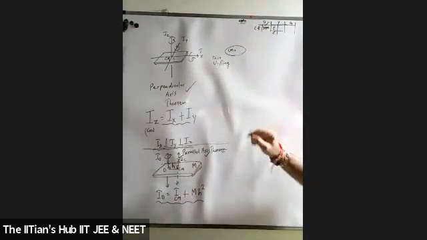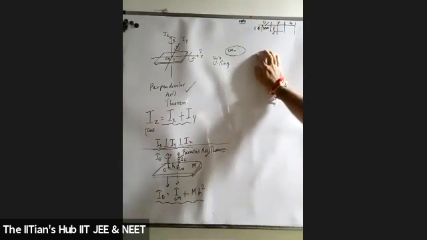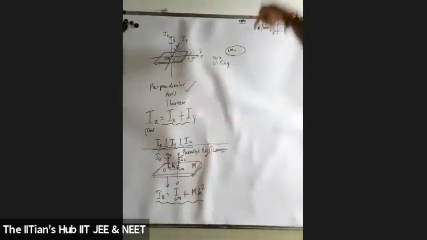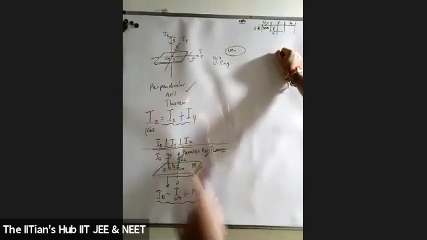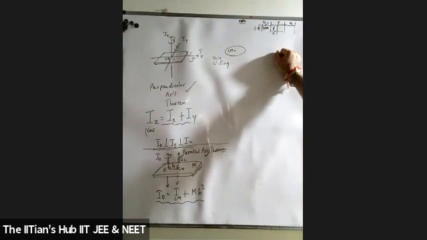Can you give me the formula for moment of inertia about an axis passing through the center of mass and perpendicular to its plane? Do you know the formula? Anybody knows it? Student? I is equal to mr square. Very good. I is equal to mr square.